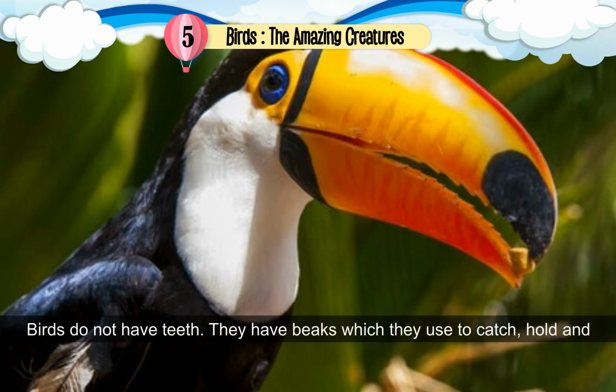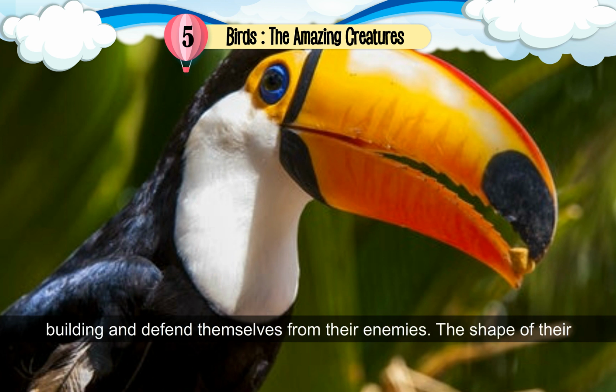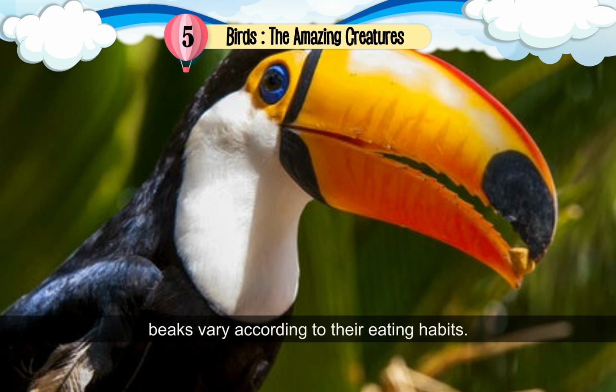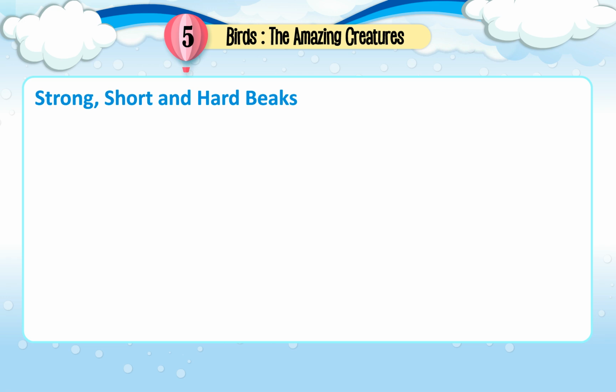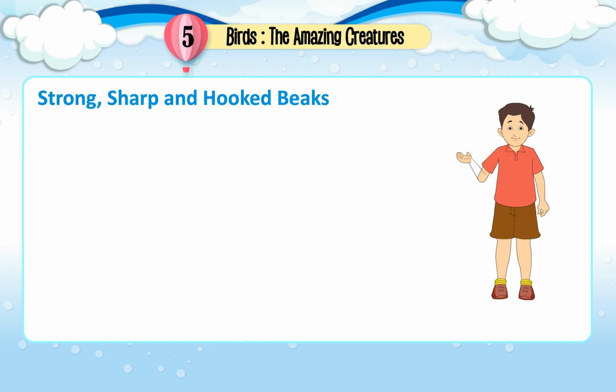Beaks. Birds do not have teeth. They have beaks which they use to catch, hold, and eat their food, feed their young ones, gather and carry materials for nest building, and defend themselves from their enemies. The shape of their beaks varies according to their eating habits. Strong, short, and hard beaks. Birds such as sparrows, peacocks, and pigeons use their strong, short, and hard beaks to crack nuts and seeds.